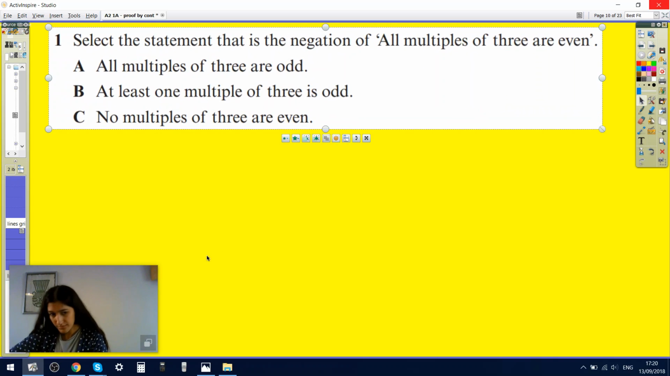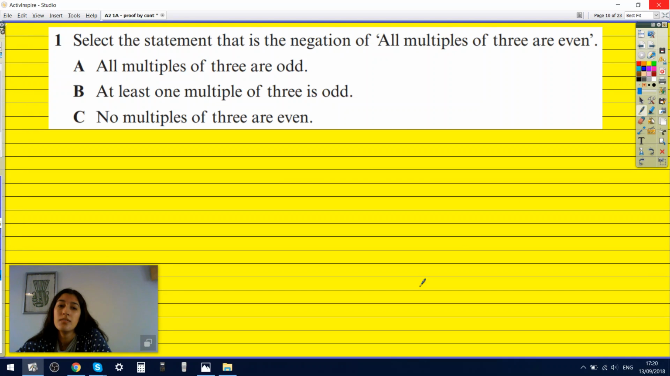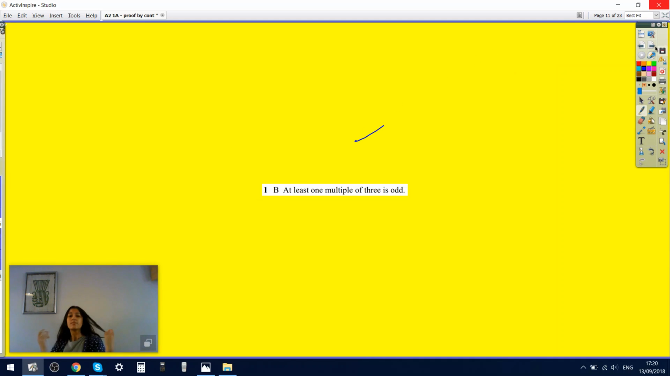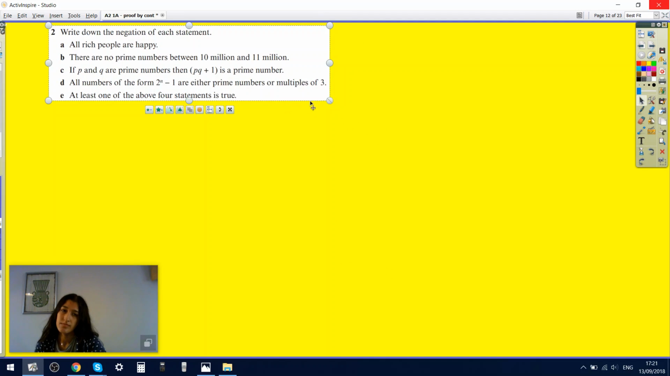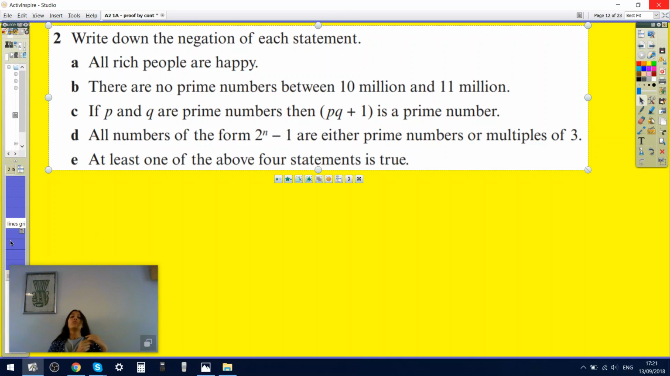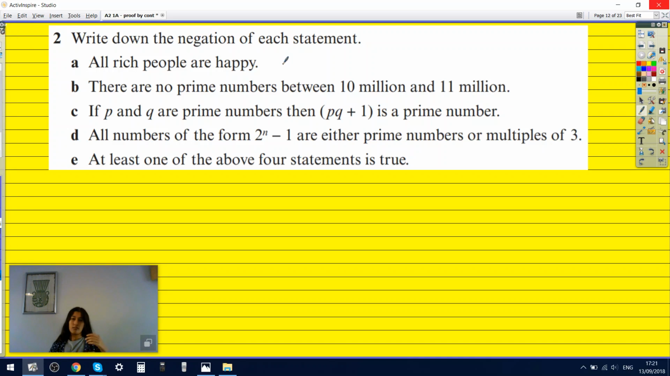So which of these is the negation statement? A, B, or C? B. Yeah. What is the negation statement for each of these? Not all rich people are happy. Yeah. B? Is it there is a prime number? Yeah. The P and Q prime number and PQ plus 1 is a prime number. The PQ plus 1 isn't a prime number. Yep.